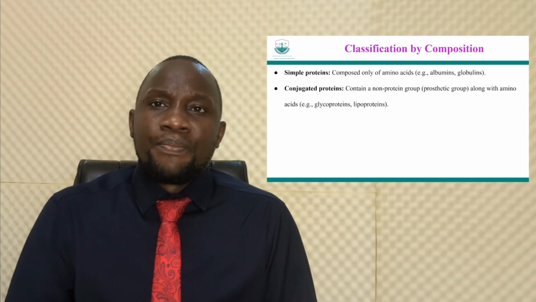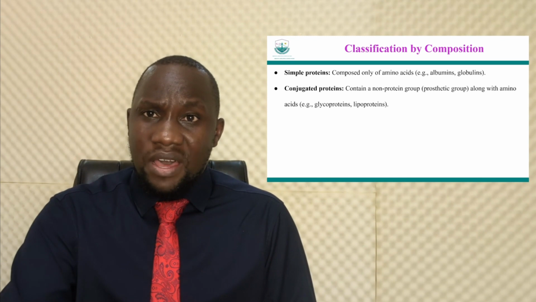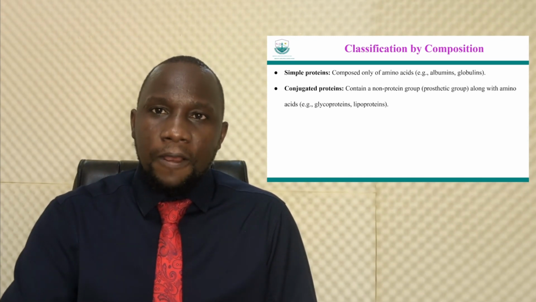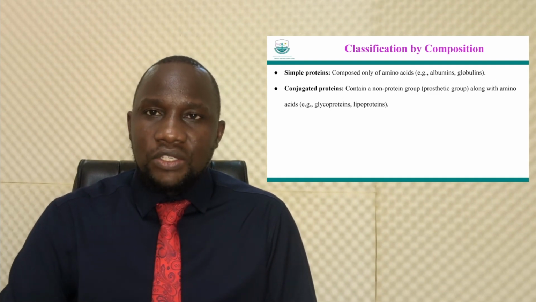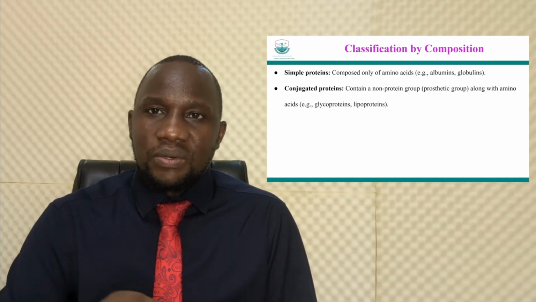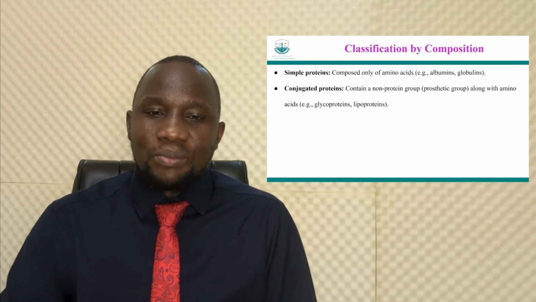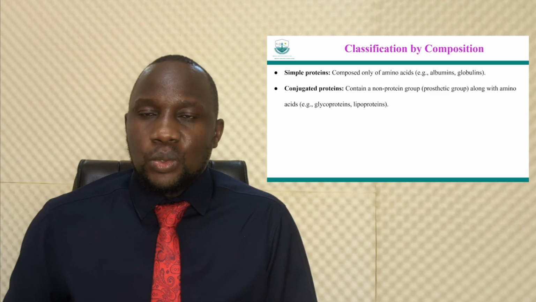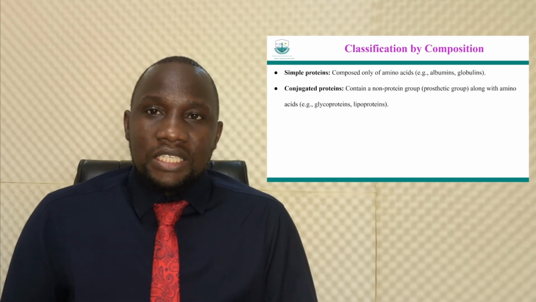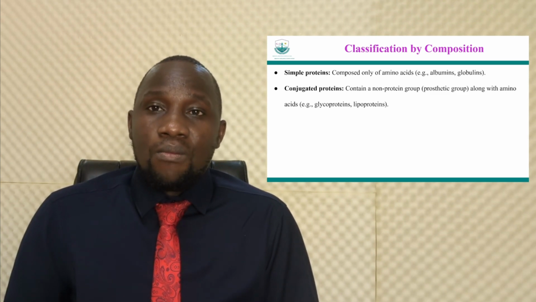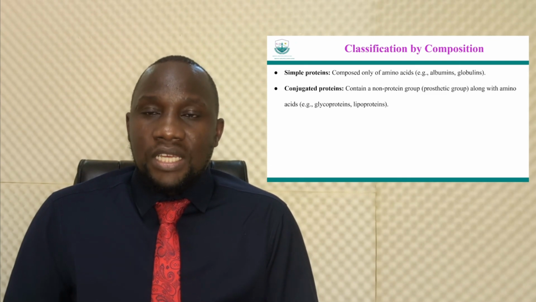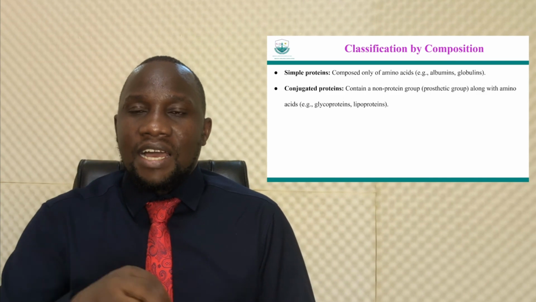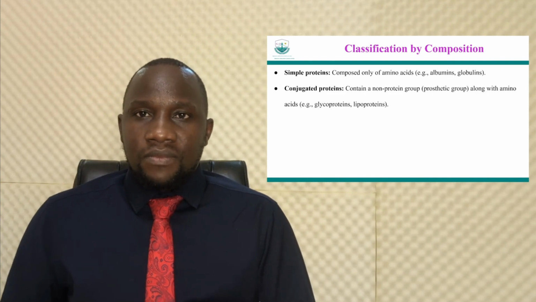And then lipoproteins. This is when you have an organic component being added to a protein. With lipoproteins, you have a lipid that is connected, or conjugated, to a protein, and then you have a carbohydrate being conjugated to a protein. That's when you get the glycoprotein. So the point here is that protein molecules can have other components added to them.